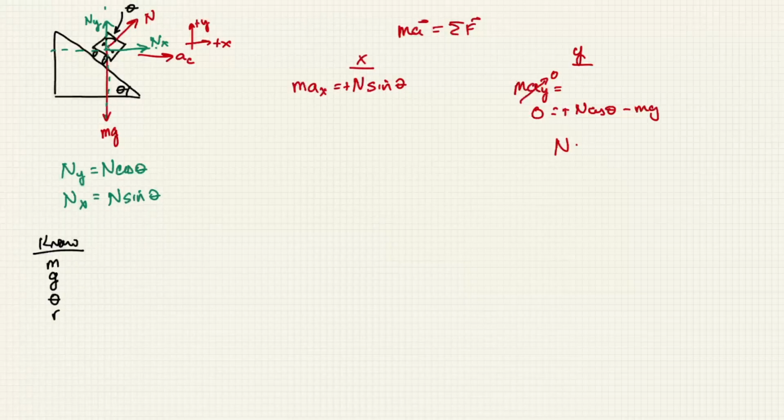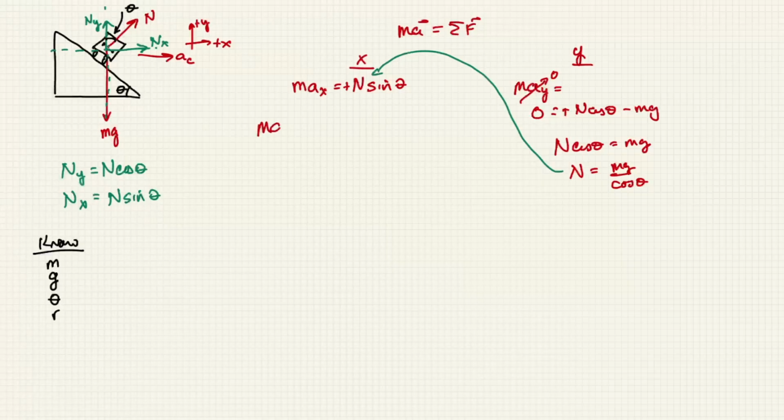N cosine theta is going to be equal to mg. So N is going to be equal to mg divided by cosine theta. And now I can go ahead and chuck that into here. Oh my gosh, this is going to get horrible. ma equals the normal force, mg divided by cosine theta, this isn't going to be so bad. Okay, wait, I was worried. What's sine divided by cosine? It's tangent, isn't it? mg tangent.